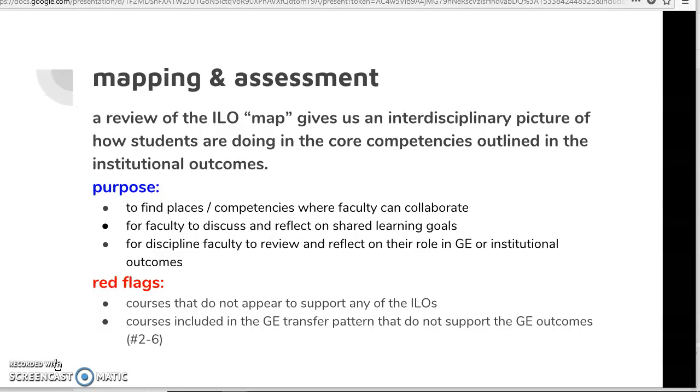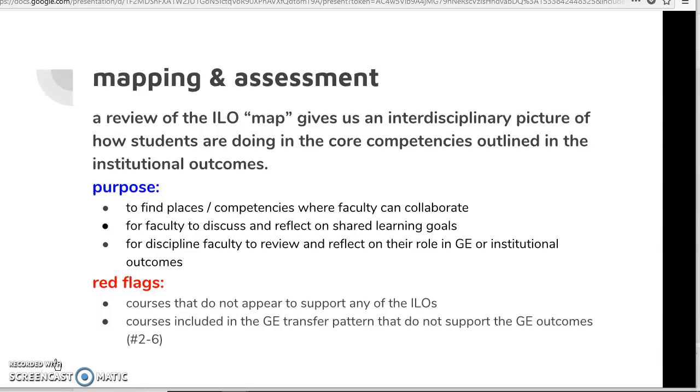You know, maybe it hasn't occurred to us to put ethics as one of our areas of focus, but maybe it is, and maybe it isn't. It's a chance again to think about that. Some of the red flags are if none of your courses seem to relate to an institutional outcome. That seems highly unlikely, but if you don't see an outcome that makes that connection, maybe it's a question of the problems with the course or maybe with the wording of the outcome.